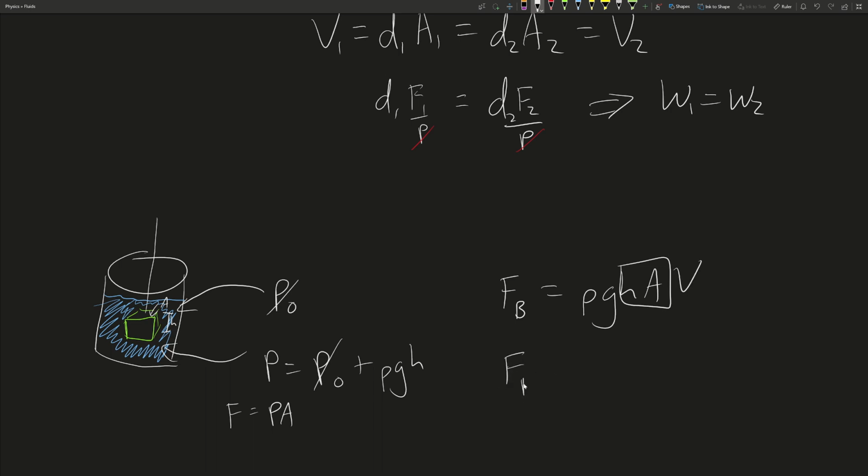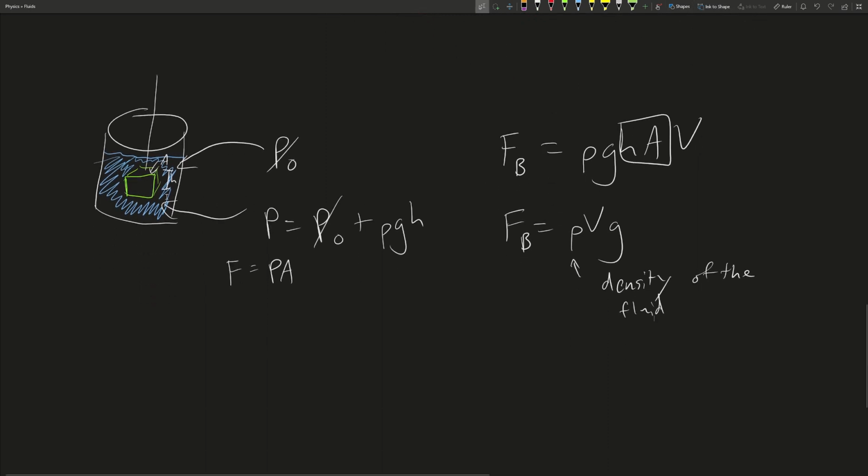So the buoyant force on an object is equal to rho VG, where this rho here is the density of the fluid. So this is important to remember because it's not the density of the cube here. We don't need to know the density of this object. We just need to know the density of the fluid, because the fluid is what creates the hydrostatic pressure that creates the buoyant force on the object. So the buoyant force on this object is equal to density of the fluid times the volume times gravitational force.